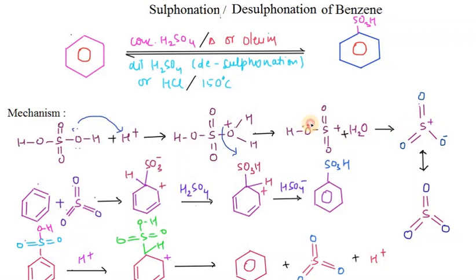Now this oxygen will resonate over here, or H plus will move from here. So we are getting a negative side and there are a lot of H plus, so it can easily be removed from here, and it forms H plus and SO3. Now this SO3 is sulfur trioxide. When we react, the reacting species is sulfur trioxide.